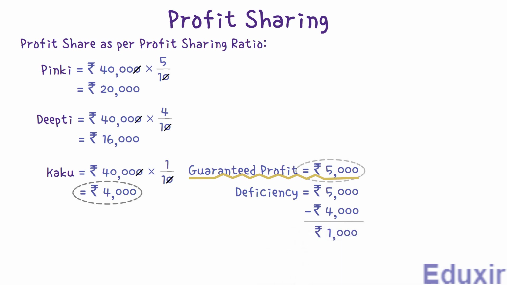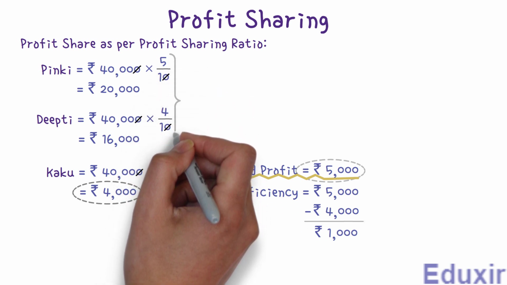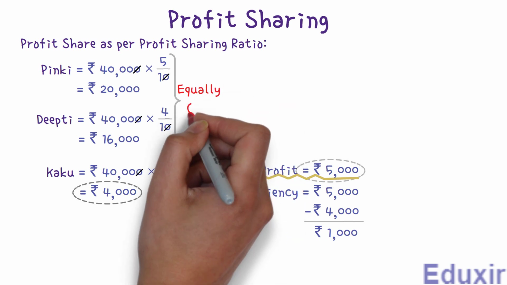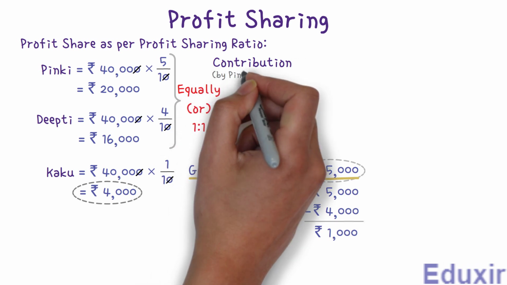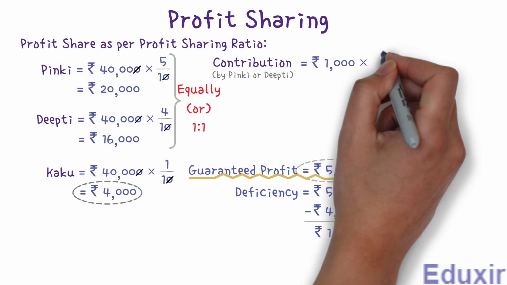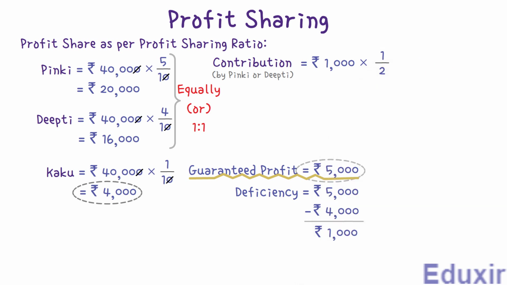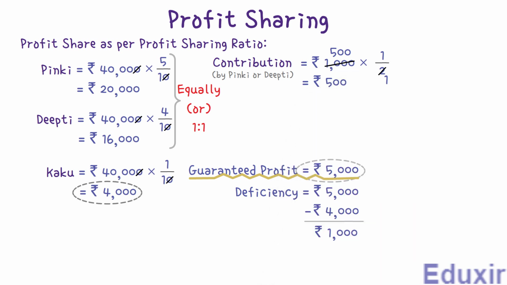So, this deficiency should be adjusted from other partner's profit amount. Also, it is given in the problem that this deficiency should be borne by the other two partners, Pinki and Deepti, equally or in the ratio of 1:1. Now, the contribution made by each of the partners is equal to the deficiency amount of 1,000 rupees multiplied with the deficiency sharing ratio 1 upon 2. Now, cancelling with 2, 2 ones are 2, 500s are. The resulting value of this calculation is 500 rupees. This is the contribution by both the partners, Pinki and Deepti, to the deficiency in the partner Kaku's profit amount.